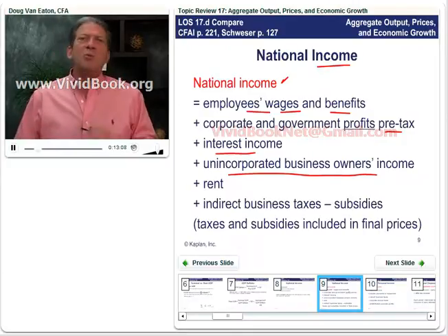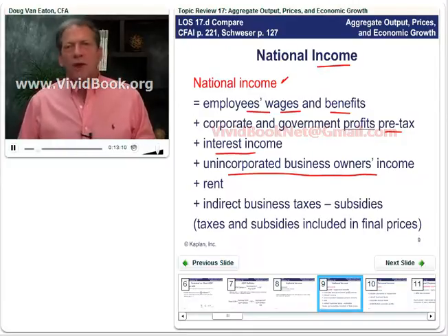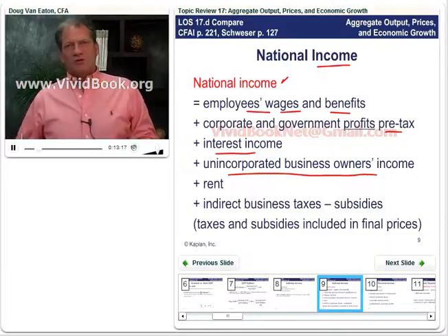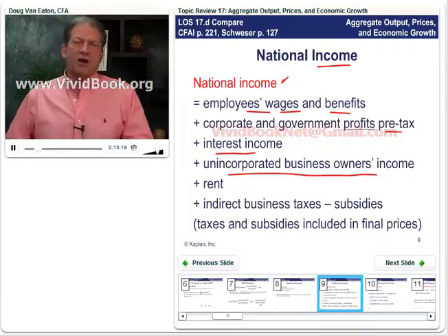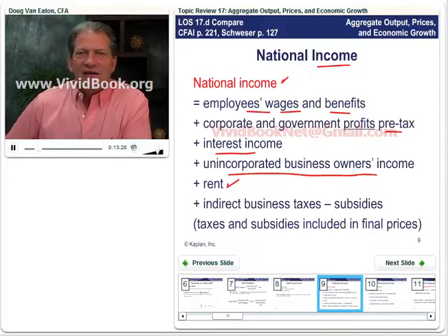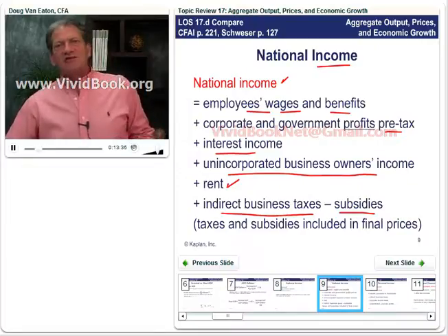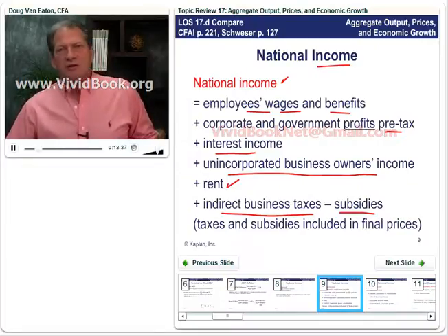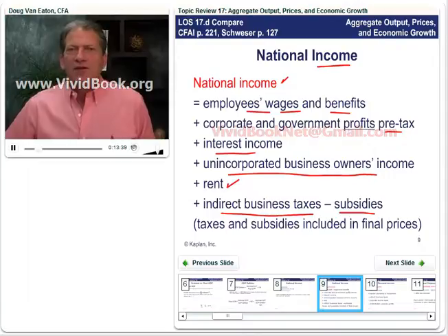I mean, a business owner may pay himself or herself wages, and that would be up in employee wages and benefits. But the business owner also gets the residual income to the extent that there's profits beyond wages, and we want to include that too. We want to include rents in there, and we want to add indirect business taxes and subtract subsidies, because these taxes and subsidies are included in the final prices.